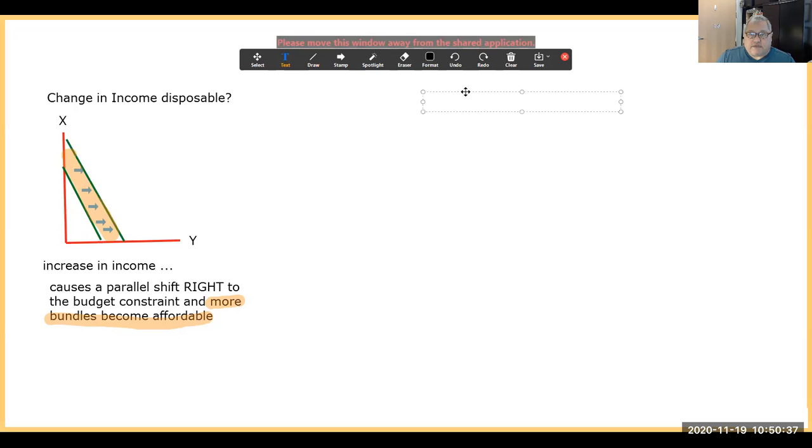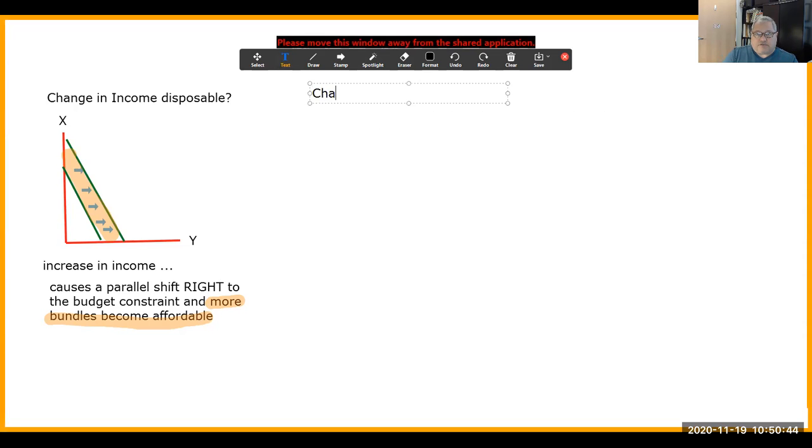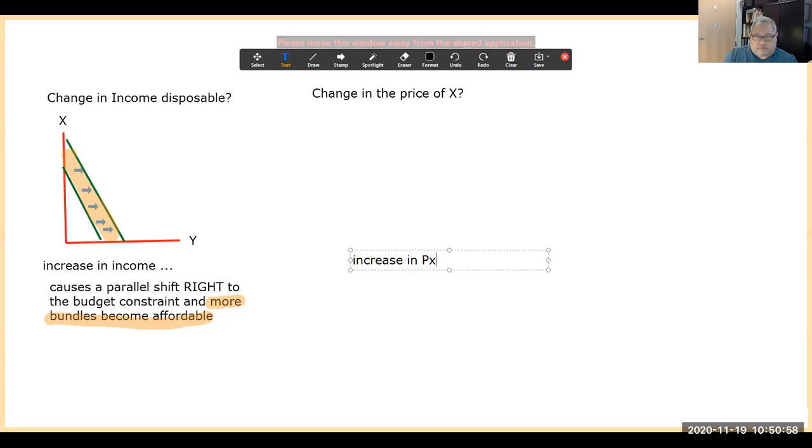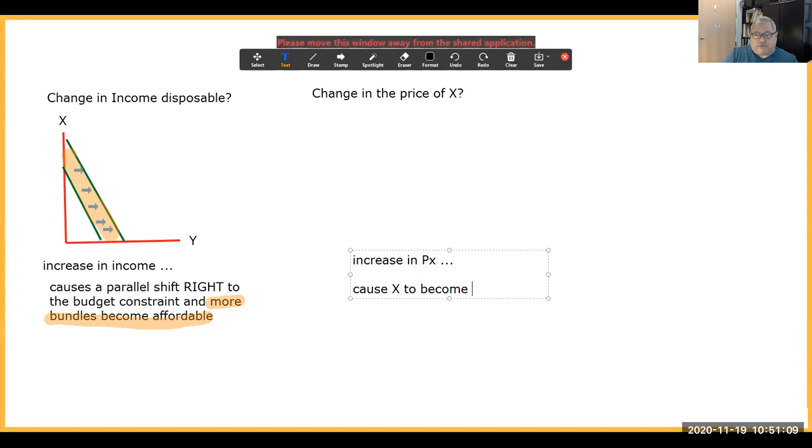How about a change in the price of X? So we're going to look at a change in the price of X. Specifically, we're going to look at an increase in the price of X. And as you can imagine, an increase in the price of X will cause X to become less affordable in absolute terms with respect to the income level that is being held constant, and in relative terms to Y.